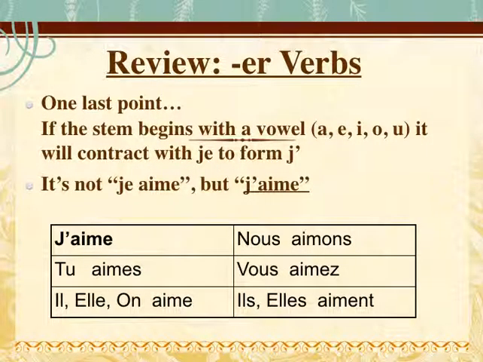One last point. If the stem begins with a vowel, which is A, E, I, O, or U, it will contract with je to form j apostrophe. So in proper French, we would never say je aime. We're going to contract those two words together and say j'aime. J'aime, tu aimes, il aime, elle aime, on aime, nous aimons, vous aimez, ils aiment, elles aiment.